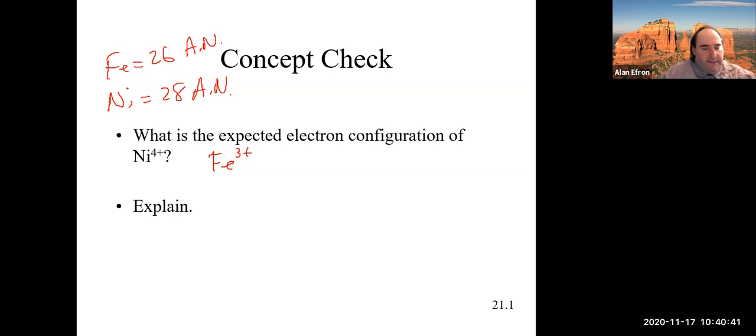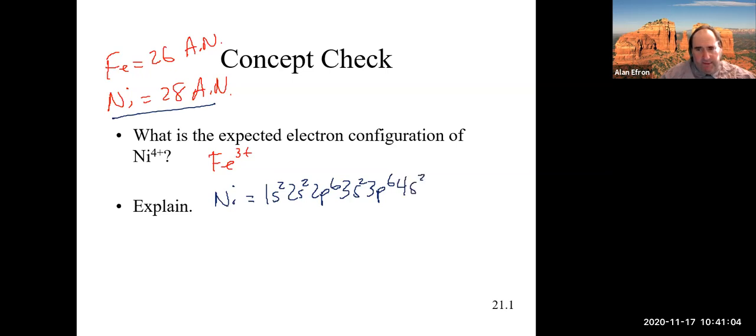Okay, so let's take a look at this one. Let's just start with nickel with no charge, just to see what happens. Nickel with no charge, which is 28, would be 1s2, 2s2, 2p6, 3s2, 3p6, 4s2, and then 3d8 at this point. Again, this part right here would be argon, so you could use argon and continue on as well.